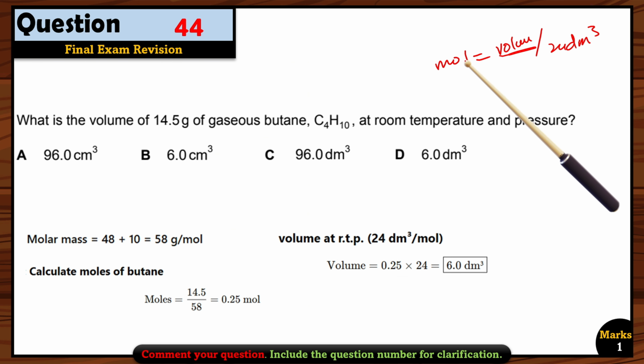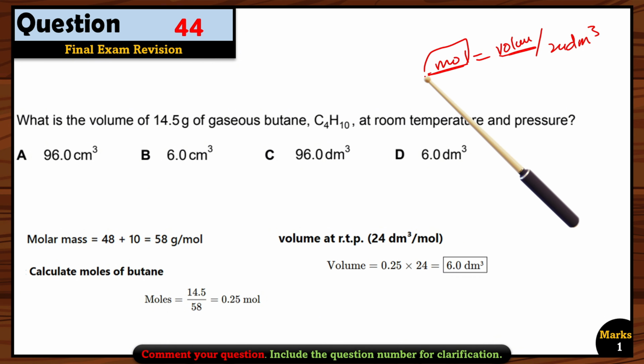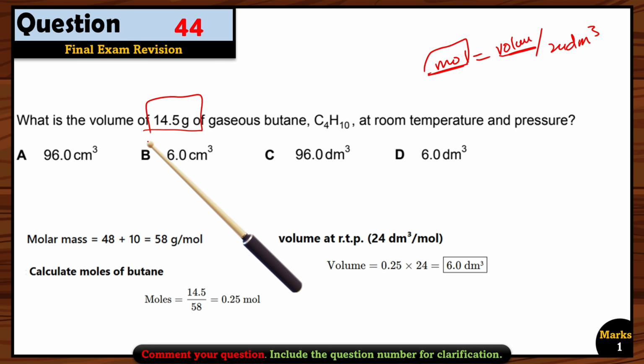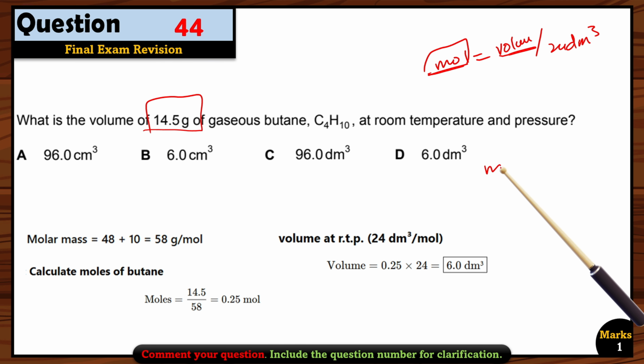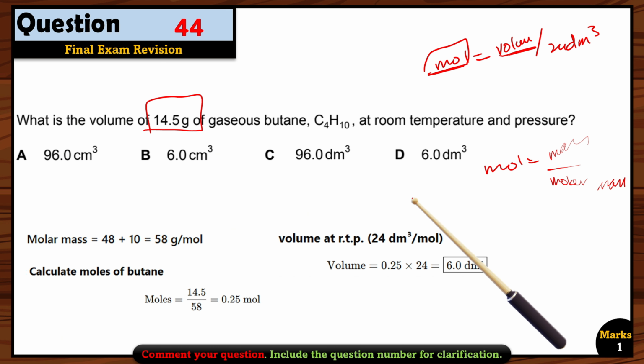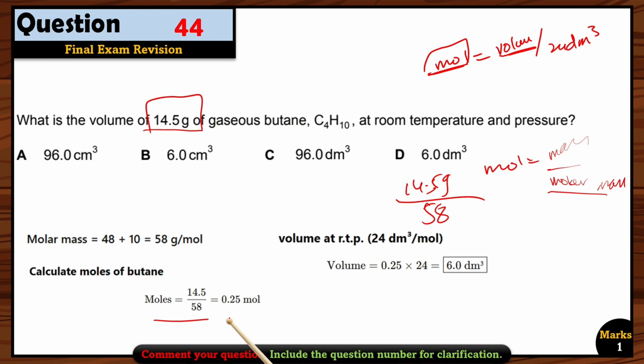You have to find this one, but we don't know the moles of the butane. So you can use another formula because we already have been given the information of 14.5 grams. So you can easily use the first formula, that is moles is equal to mass divided by molar mass, right? So what is the given mass? It's 14.5 gram. You just have to divide it by the molar mass, and the molar mass is 58 gram. So you can easily get your moles. So the moles is 0.25 moles.